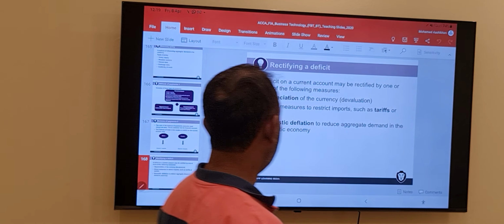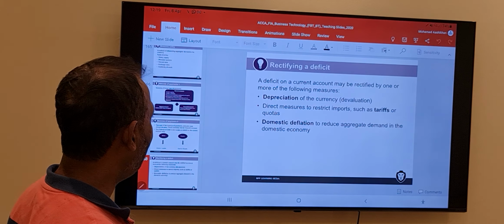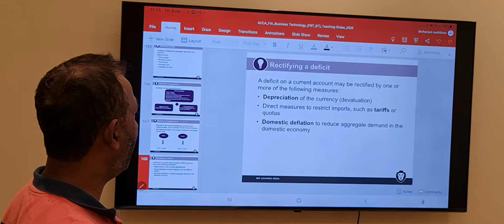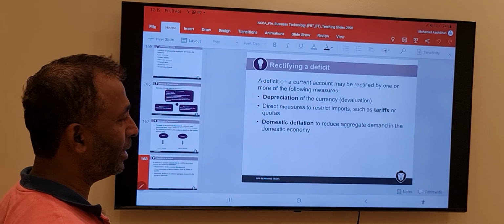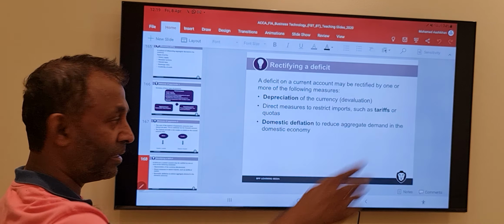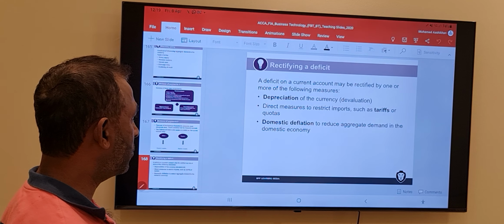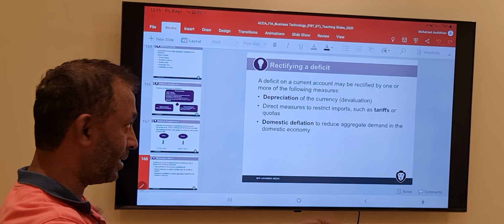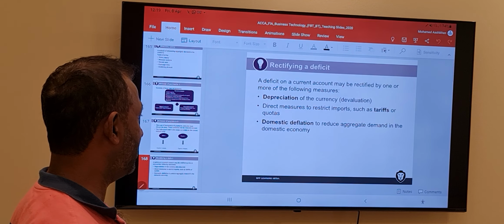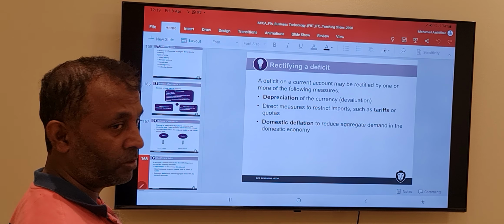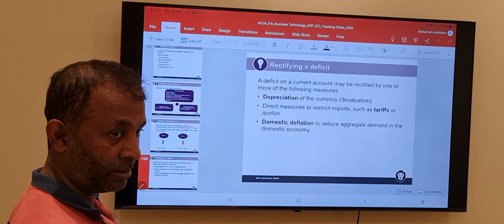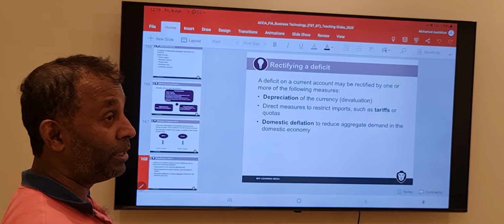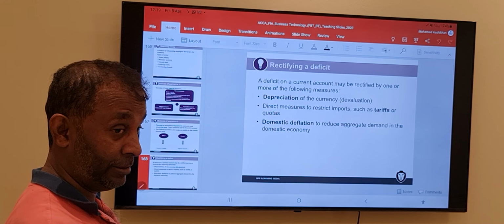Rectifying a deficit. How can we rectify? A deficit on a current account may be rectified by one or more of the following: depreciation of the currency, devaluation. This is what is happening in Sri Lanka now. Direct measures to restrict imports such as tariffs or quotas. Now that also Sri Lanka tried. Domestic deflation to reduce aggregate demand in the domestic economy.